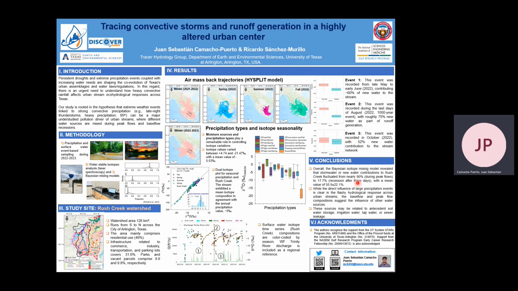As a conclusion, we can see that the contribution from new water fluctuated between 50 and 80%, and there is also evidence that there must be another water source in the system different from new water from precipitation. This source might be related to human activities such as water storage, irrigation water, tap water, or sewer leakage.